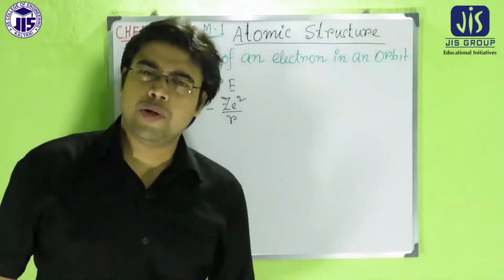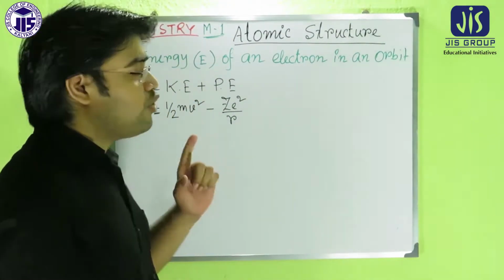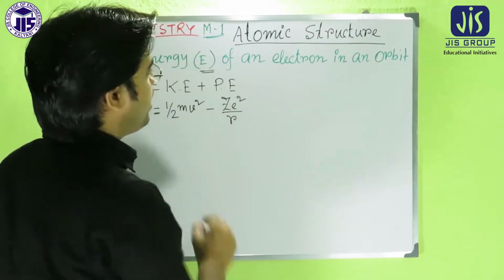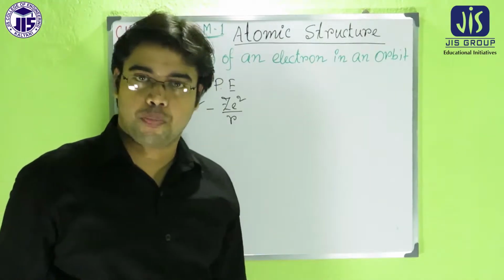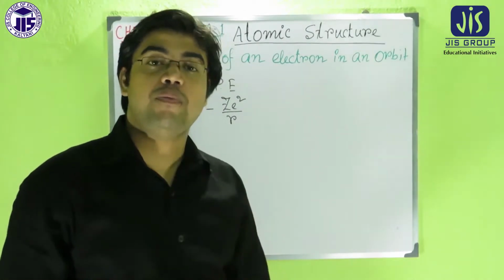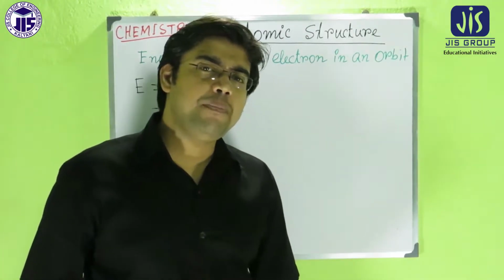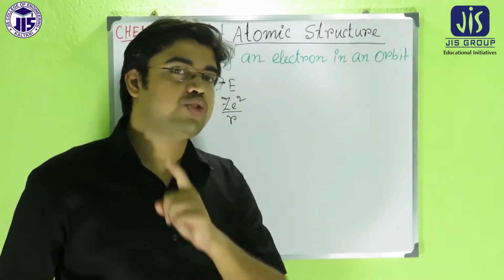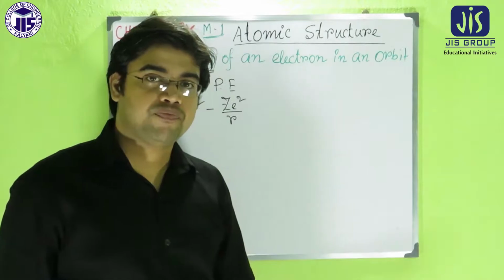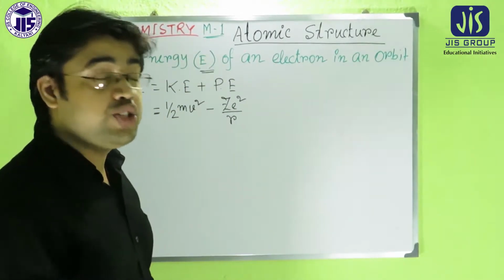We will move to the second application of Bohr's model. According to the second application, we can determine the energy of an electron in a particular orbit. That means when one electron revolves in a particular orbit, we can calculate the energy of that particular electron when it is in that orbit. So now how can we calculate that energy value?